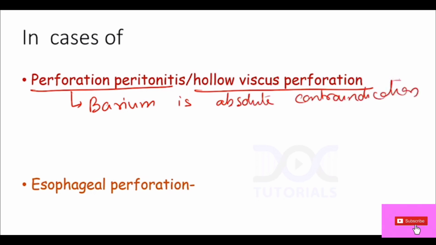And what is the preferred agent then? Remember, the preferred agent is iohexol. Iohexol, which is a water-soluble iodinated compound, is preferred.